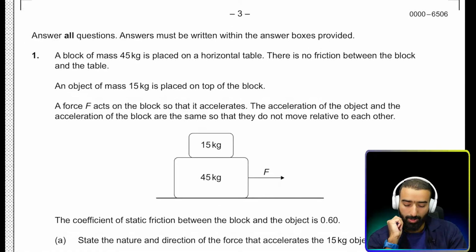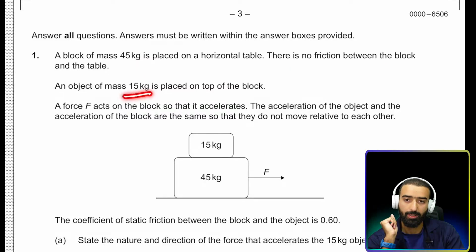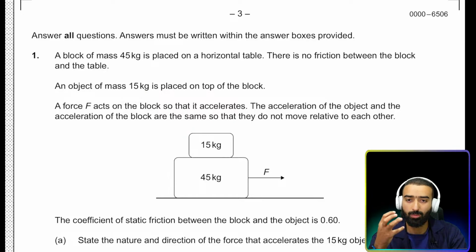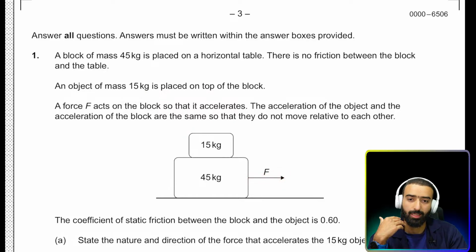A block of mass 45 kilograms is placed on a horizontal table. There is no friction between the block and the table. An object of mass 15 kilograms is placed on top of the block. A force F acts on the block so that it accelerates.